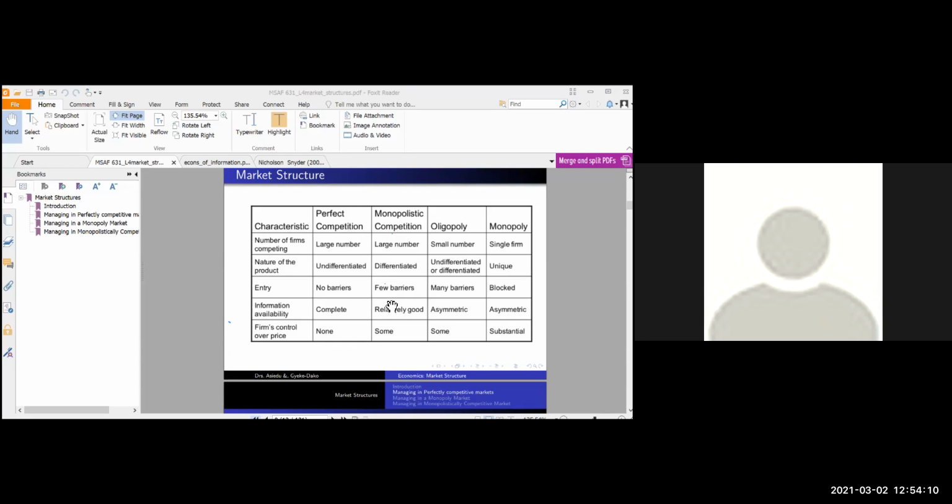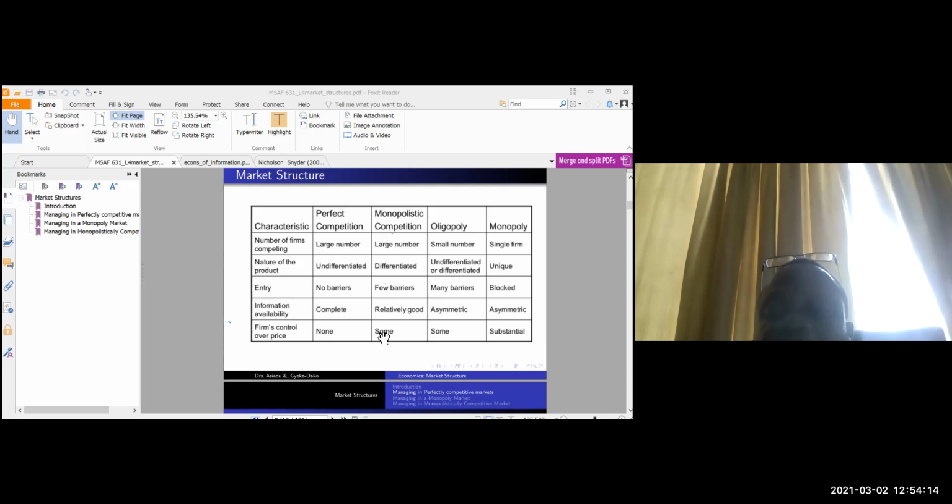So there are few barriers to entry, relatively good information. If I want to set up a pharmacy, maybe I'll have good information about it and I have more control. So it can fall under that. Let me pick some comments and then I'll ask you a few markets.